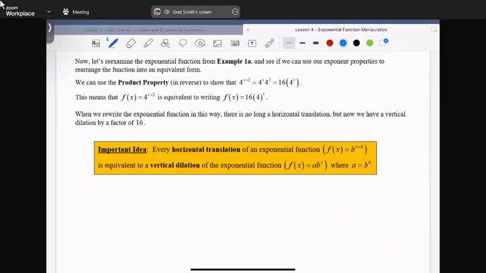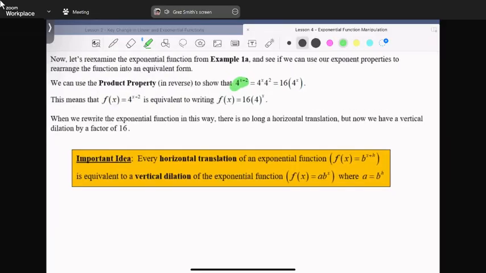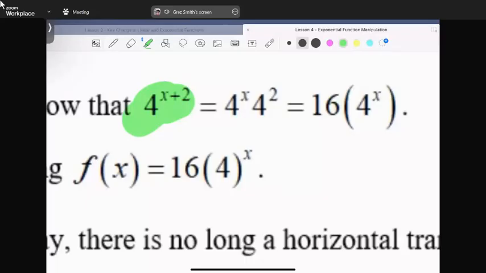Okay, so what we're going to do is re-examine the examples that we just took. We can see the exponent properties rearrange the function into an equivalent form. So using the product property, we could take this function here, and we could separate it out like this. And then we could bring that 4 squared to the front here.